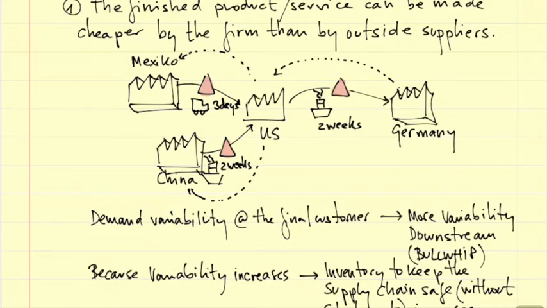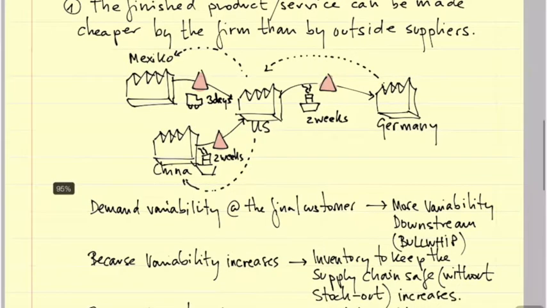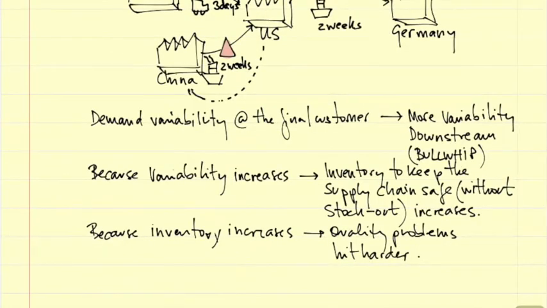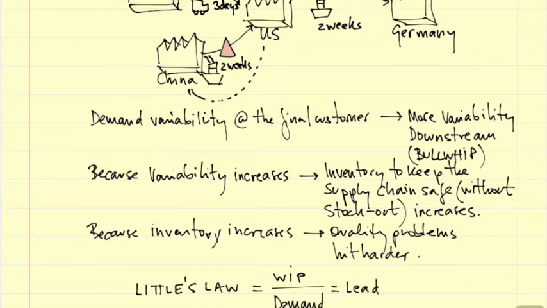So for all this reason, you know all this already. This is Little's law, meaning that work in progress divided by the demand equals the lead time. You should know this already.